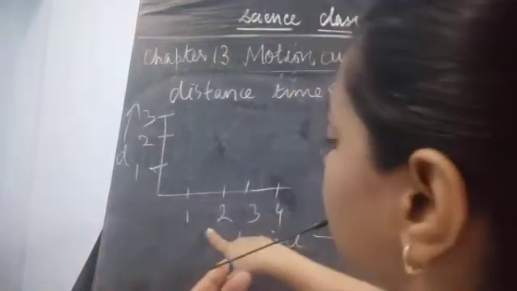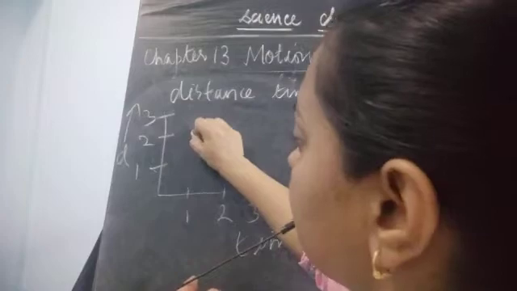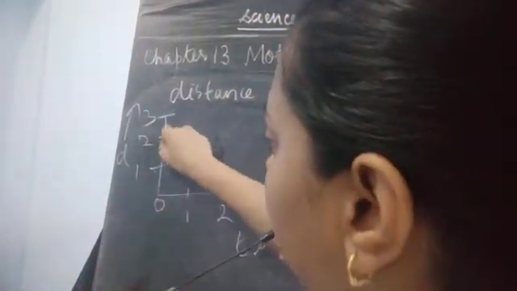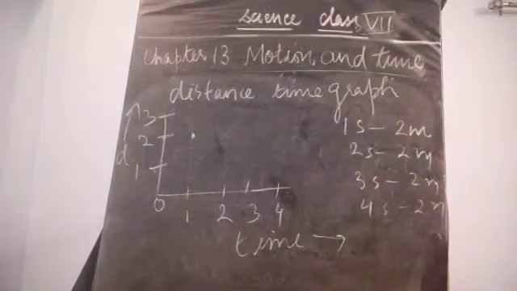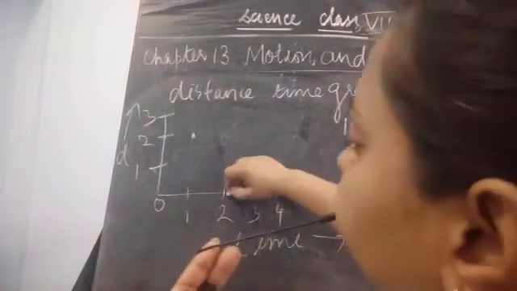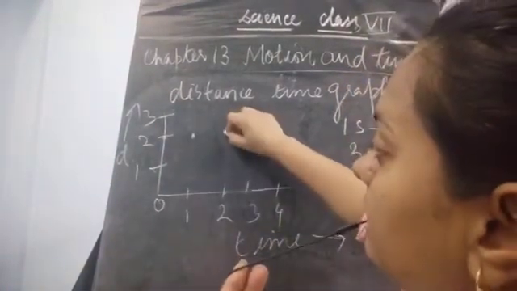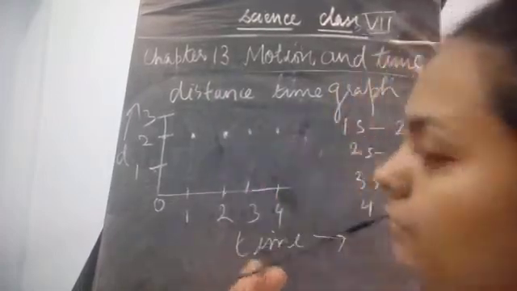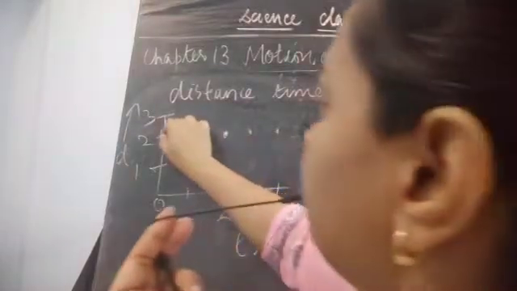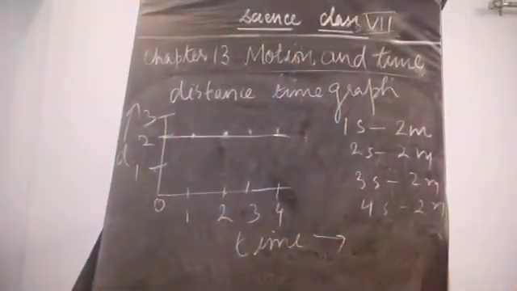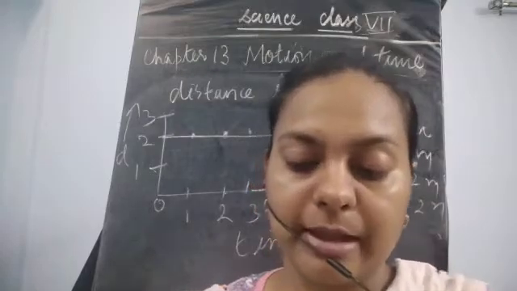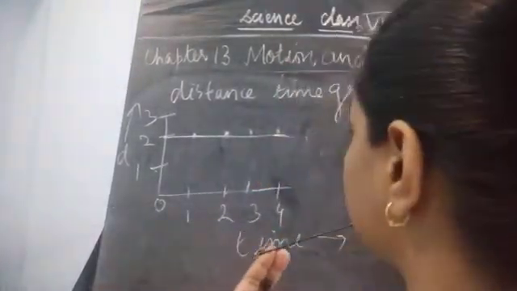At 0, it was 0. At 1 second, the distance traveled is 2 meters. Then at 2 seconds, the distance traveled was 2 meters. At 3 seconds, 2 meters. At 4 seconds, 2 meters. Now if you draw this line, it is parallel to the time axis. The x-axis is also known as the time axis and the y-axis as the distance axis.